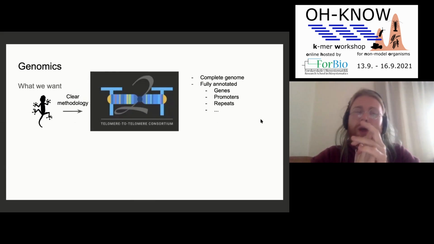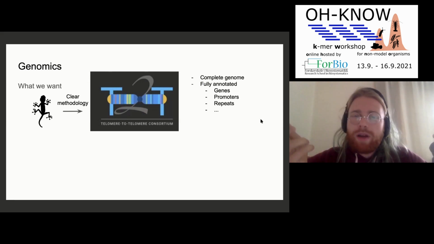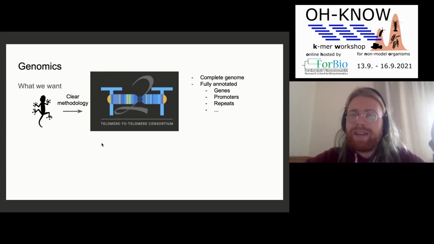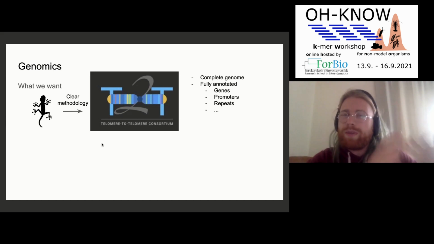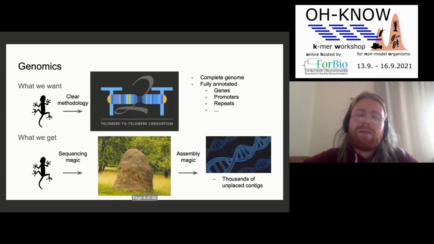So all of us that start with a sequencing project with any type of genomic study have this idea that we have our creature and we have some very clear method to sequence it, and then we get this beautiful telomere to telomere assembly with fully annotated genes, promoters, and repeats, so we don't have to deal with all those stupid technical problems and can rather do the real biology, right? But the reality is usually a lot sadder than that.